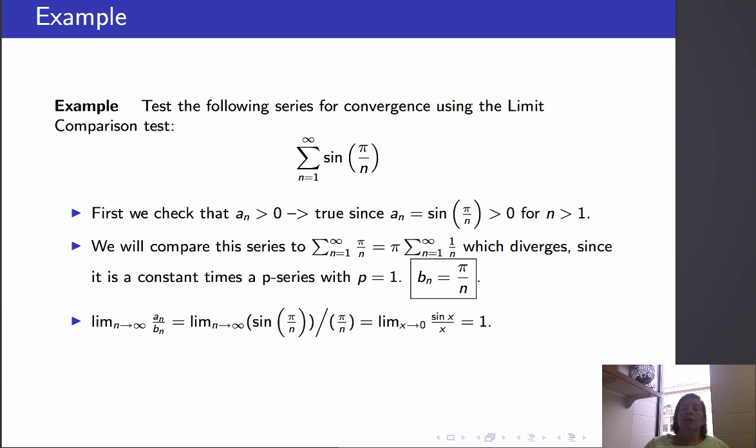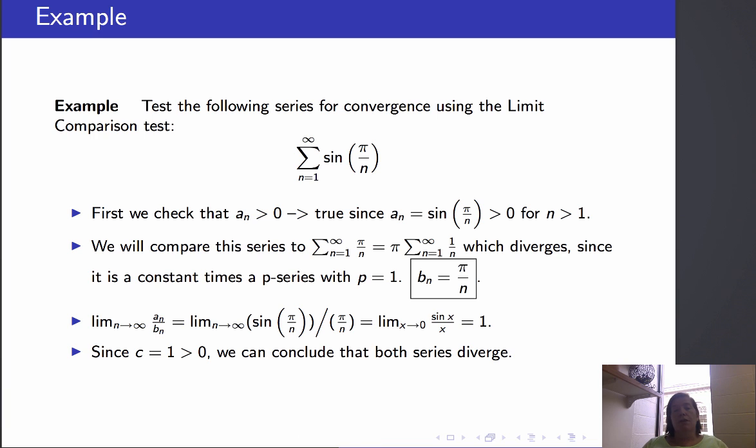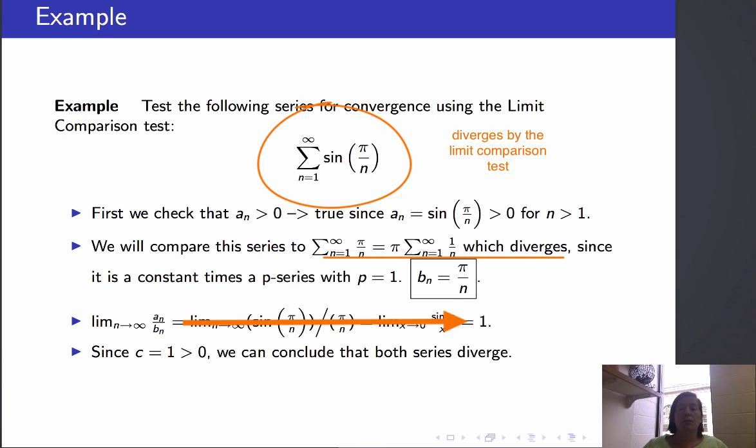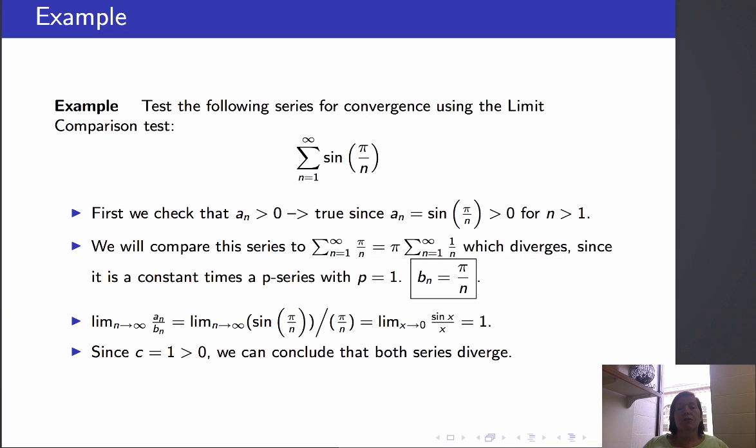Let's run a comparison test. The limit as n goes to infinity of a_n over b_n is the limit as n goes to infinity of sine of pi over n divided by pi over n. And if I let x equal pi over n here, that's the limit as x goes to 0 of sine of x over x, which I know is 1. And certainly 1 is a finite number between 0 and infinity. It's not equal to 0, so we can conclude that both of the series diverge.